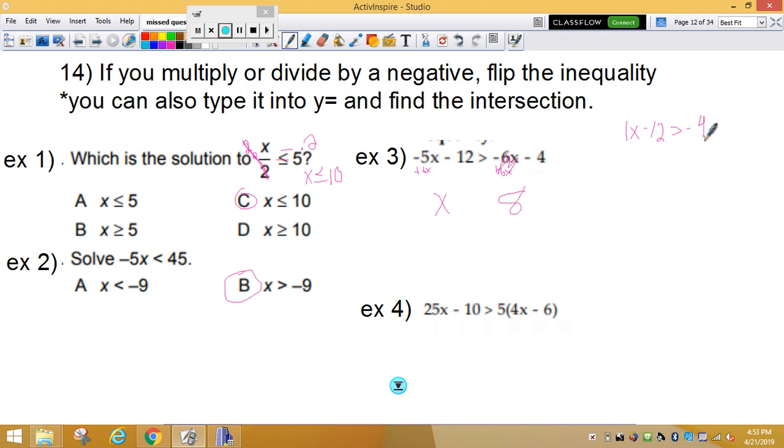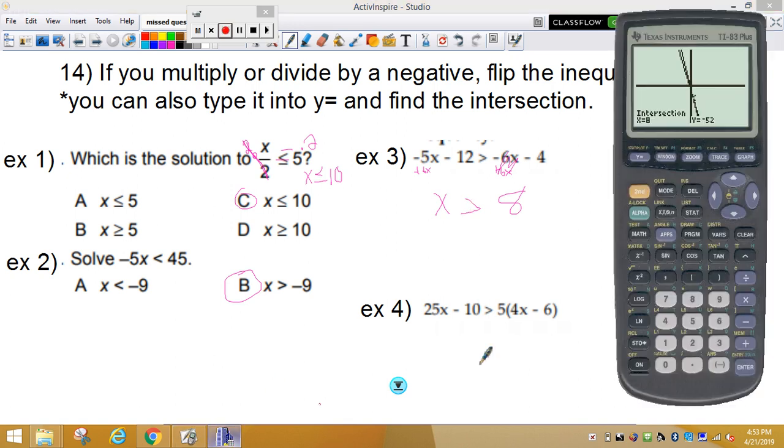You should be writing this down too. You'd move your 12 over by doing plus 12. Write this down. So I'd have 1x and 8. And no, I did not divide or multiply by a negative. I added 12 and I added 6. So my inequality should not flip.